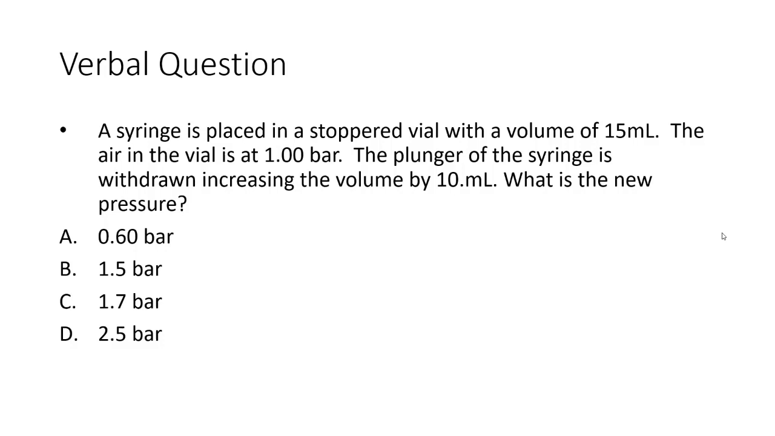Okay, so we should have ended up with 0.6. You take your 15 V1 times 1 bar P1, and then you divide by the 25, which is the sum of those two. So 15 divided by 25 gives you the 0.6.